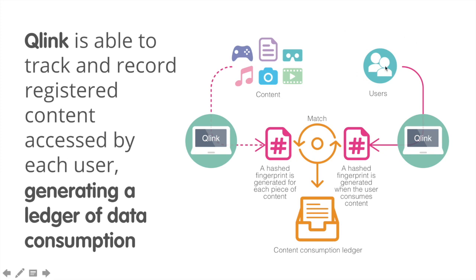Now, on the other side, when users are browsing the Qlink network, whenever they access a piece of content, it's hashed again, and it also generates a fingerprint. Now, a file will only ever be able to generate the one fingerprint. However, if you change, let's say it was a video, and you changed it by half a second, the fingerprint would be different. But as long as the file remains the same, the fingerprint will always be the same. So what happens is if we find that a fingerprint generated upon accessing content is the same as a fingerprint that was generated upon registration of content, we realize we have a match, and we can add that to the content consumption ledger. And there are a lot of different things that we can do once we can identify that.